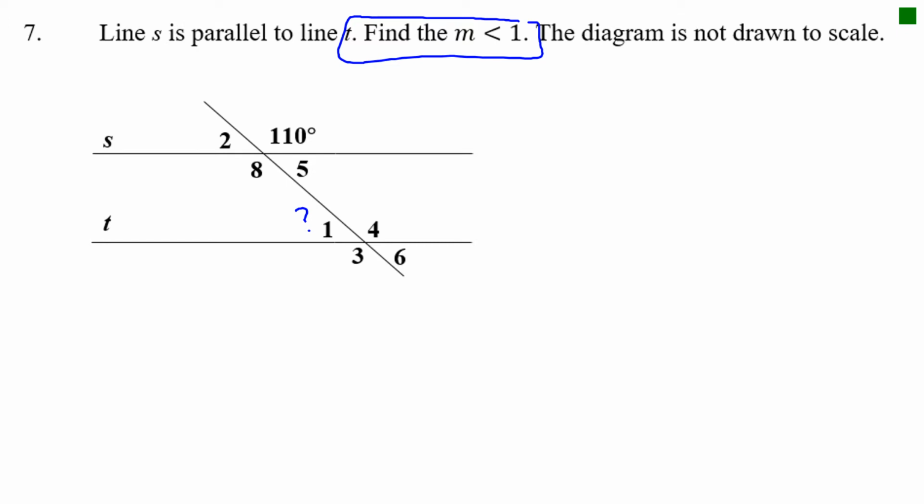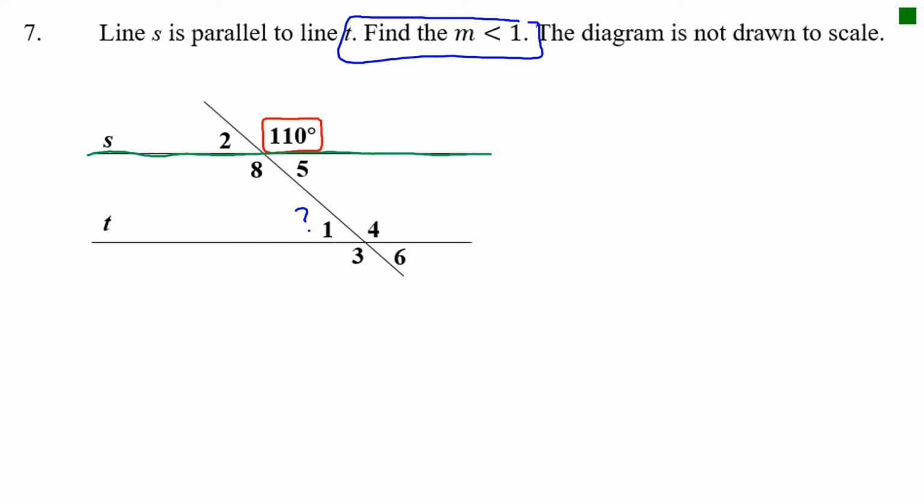Now, they do give us some information. They tell us that the lines are parallel, so line S and line T are parallel. They also give me this one angle right here, 110. Now, the simplest way to do this is to think about angles that are supplementary. When two angles are supplementary, that means that they add up to 180. Right here, line S also forms a straight angle, which measures 180.